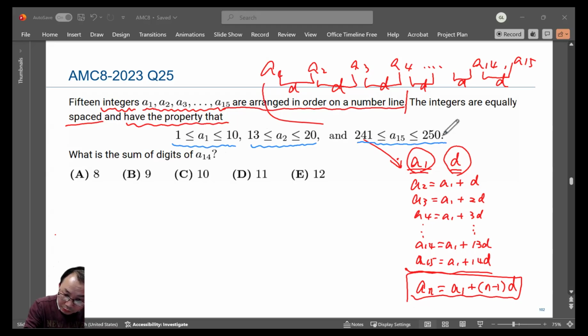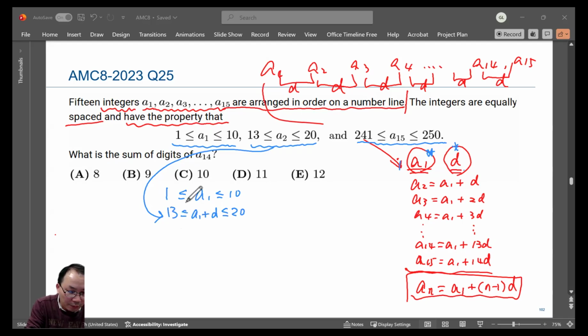We don't know A1, we don't know D, so we need to figure these two out first. Let's do the first step. Let's use the first information: A1 is greater than or equal to 1, less than 10. For A2, we write here, using this method, A2 is A1 plus D, less than 20, greater than 13.